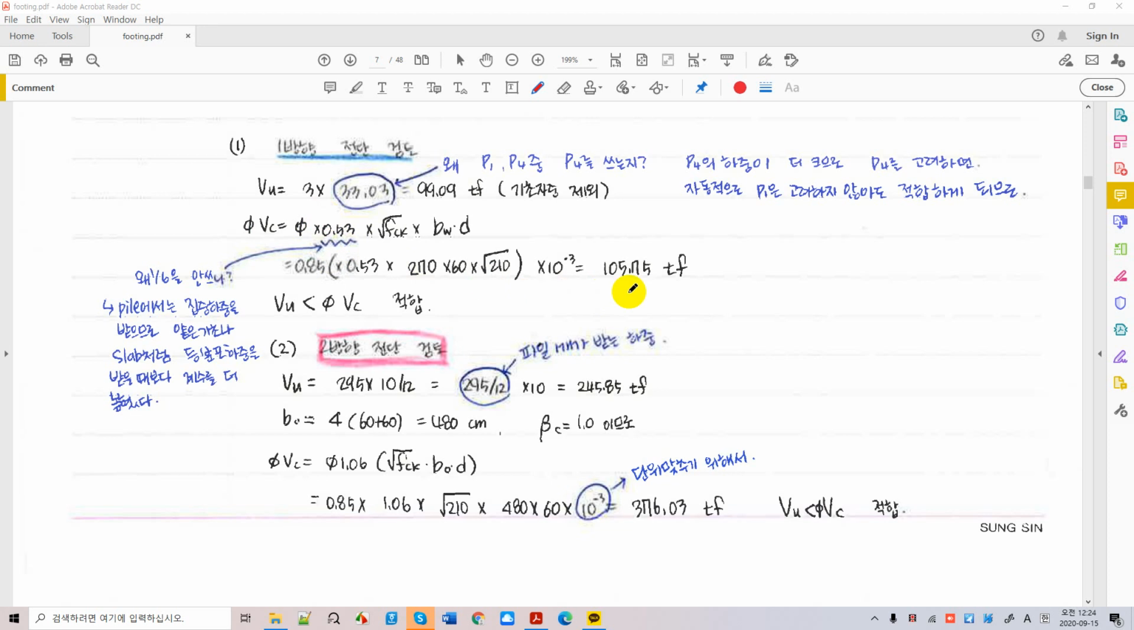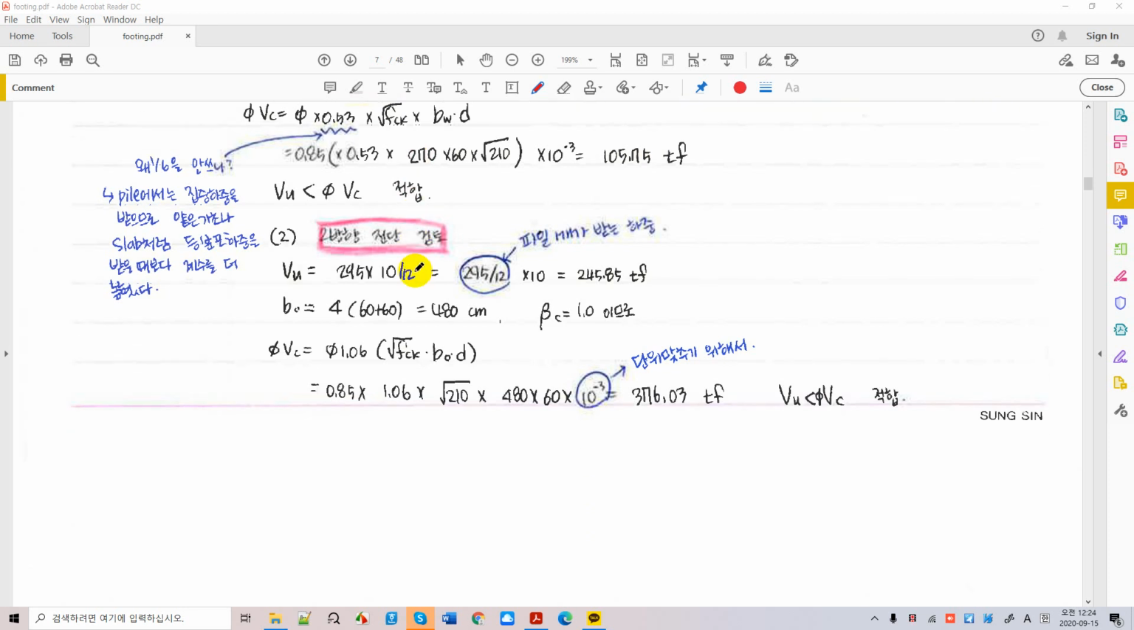Okay. Now the capacity, one-way capacity, is this. So I think we're okay, right? Greater than this one-way shear induced by three piles. Okay. And we're going to take a look at two-way shear.